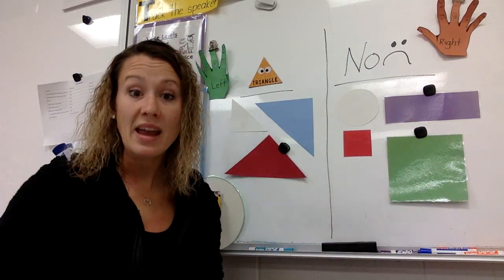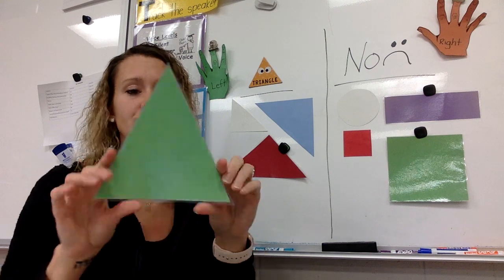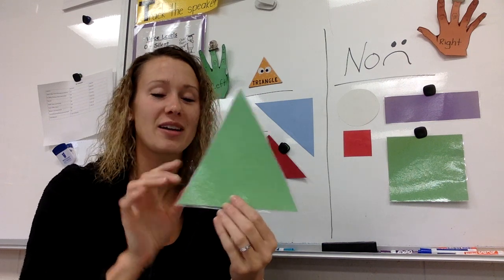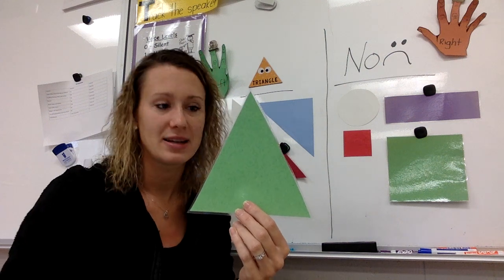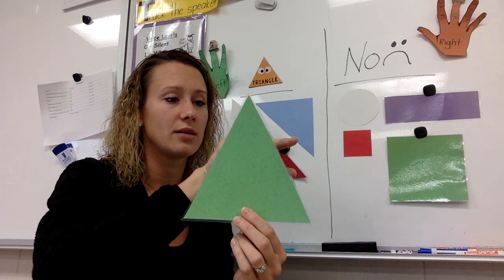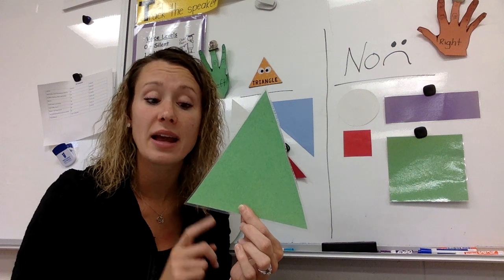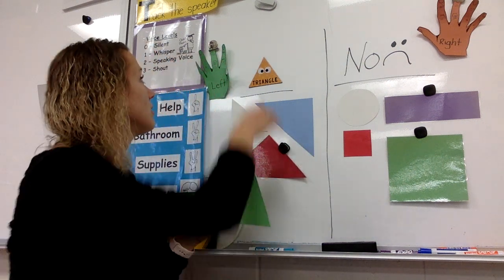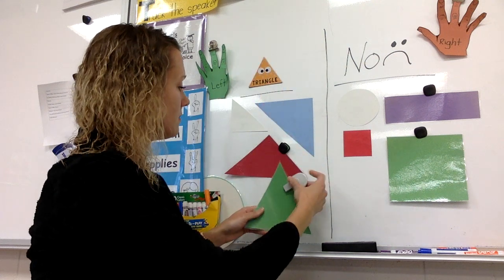Good. And I have one left. Here it is. What is this? Yeah, this is a triangle. Count the sides with me. Ready, set, go. 1, 2, 3. Count the angles with me. 1, 2, 3. I'm going to put this one over here.